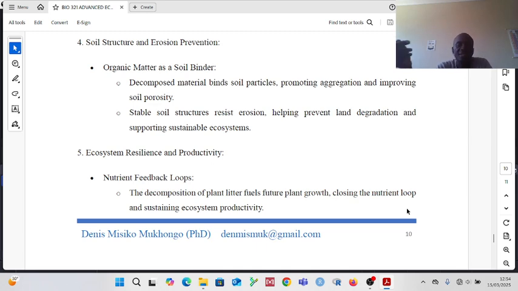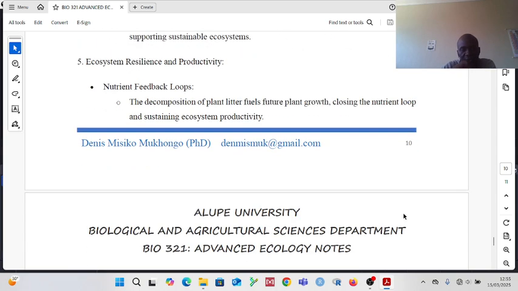Okay? So in a way, you are creating a feedback loop of nutrients. You break down a dead plant part, you produce nutrients that will help to grow another plant. Then when a part of this plant that has been grown with the help of these nutrients dies, it will also be broken down. So you end up with an ecosystem that is resilient because the nutrients can be looped in a feedback mode.